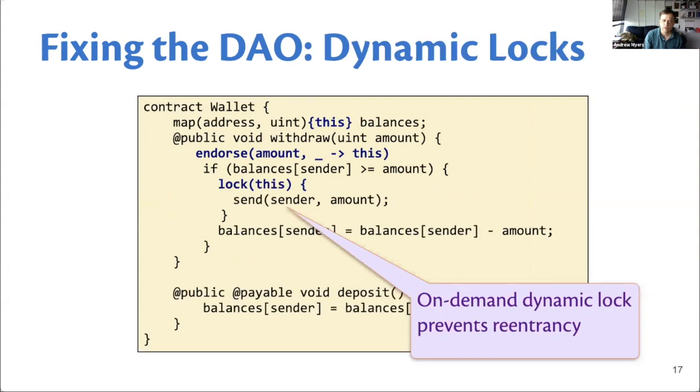So one way to solve this problem is to acquire a lock around the call to send. And that dynamic lock will restore our integrity level after the call to send. After the lock, the integrity level gets restored to high integrity. And so we are able to prevent the reentrancy.